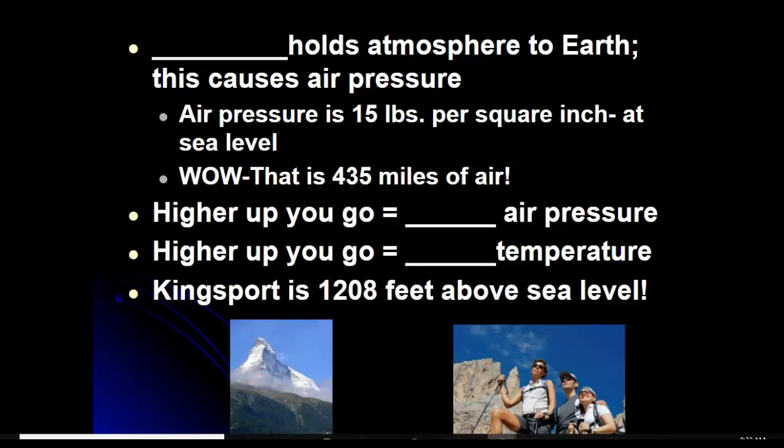Let's look at the last bullet point on this page. So if you were wondering, what is the elevation of Kingsport? Sea level is considered 0. So guys, that is the point where the sea meets the land. That is 0 feet. Kingsport, as you leave the ocean, is 1,208 feet above sea level.